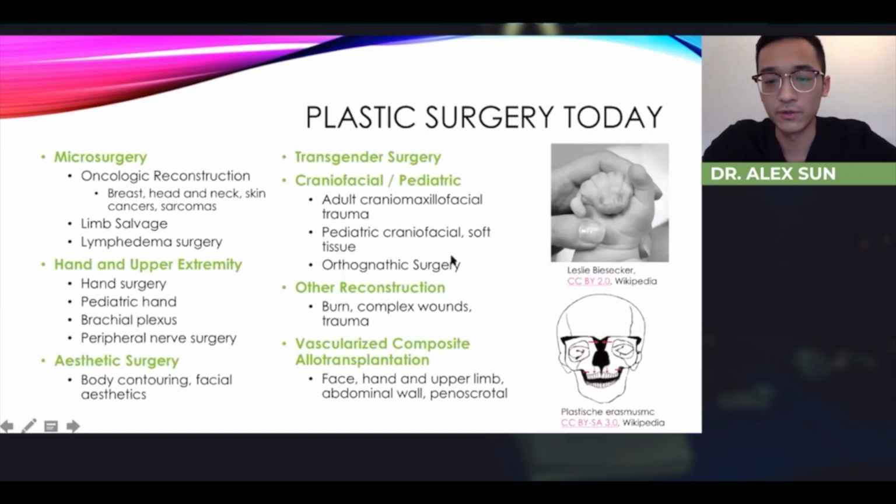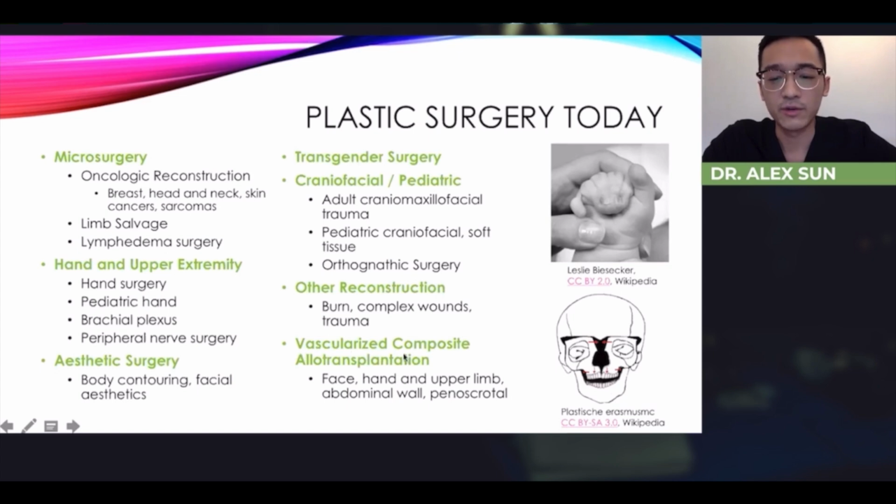Orthognathic surgery refers to surgery of the jaw and the mid-face. This can be for either facial aesthetics, for changing the shape of the jaw or the mid-face, or for things like opening up the airway if they were born with issues with breathing. So I put this category here for other reconstructions. So this can include burn reconstruction, complex wound reconstruction, trauma reconstruction.